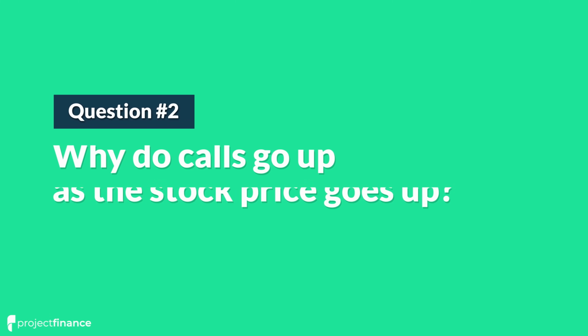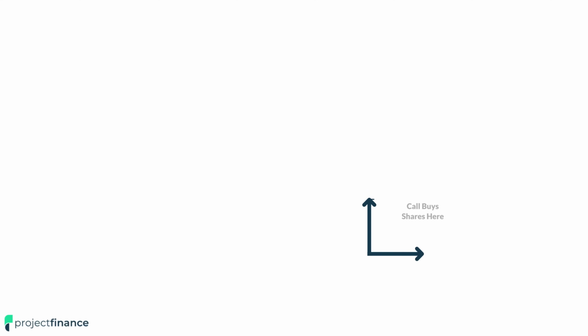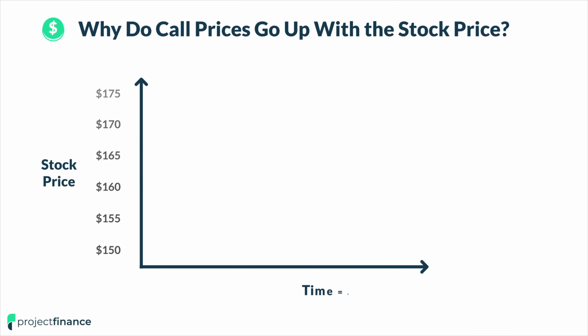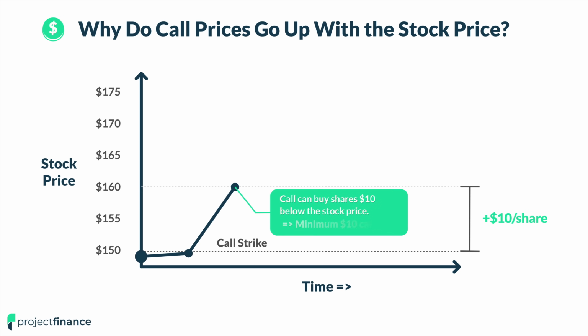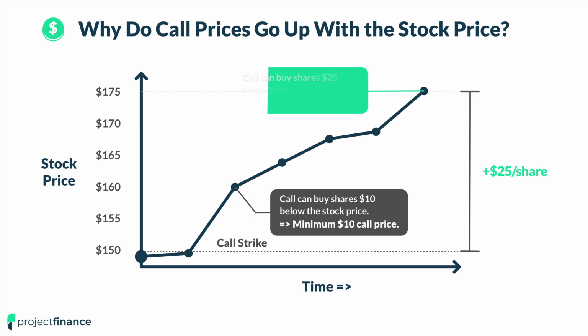The next question is, why do call option prices move up and down as the stock price goes up and down? The simplest way to understand this is that a call's value stems from its ability to purchase shares of stock at the fixed strike price, which gets more or less valuable as the stock price goes up and down. To visually understand this, if the call's strike price is $150 and the stock price is $160, the call can buy shares $10 below the current share price, which gives the call a value of $10 per share. If the stock price increases to $175, the 150 call can now buy shares $25 below the share price, giving the call a value of $25 per share.